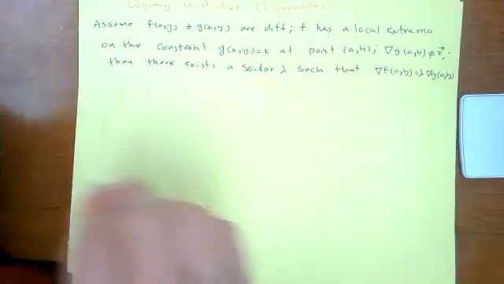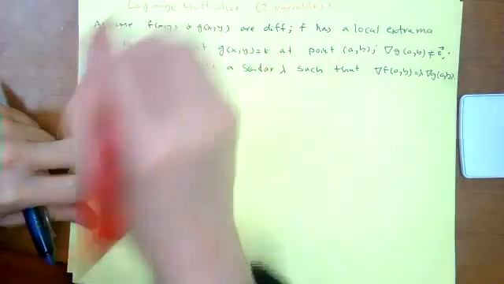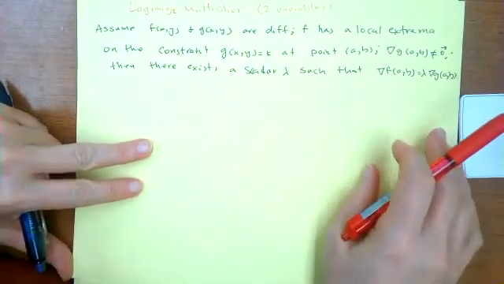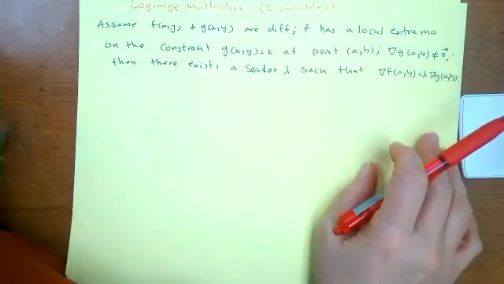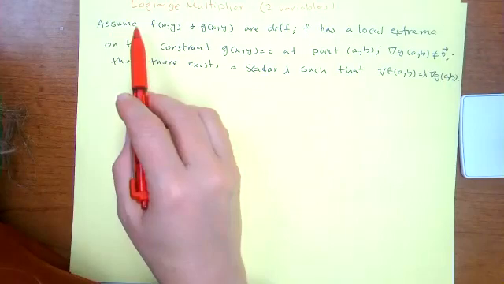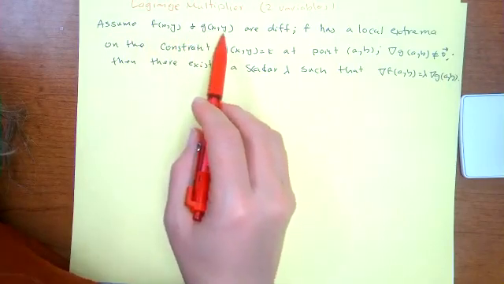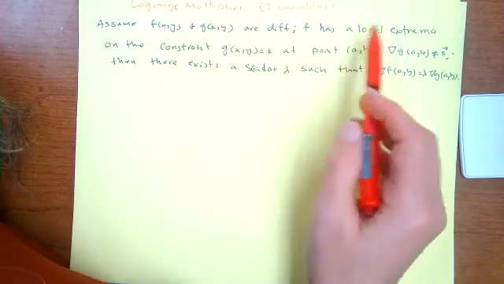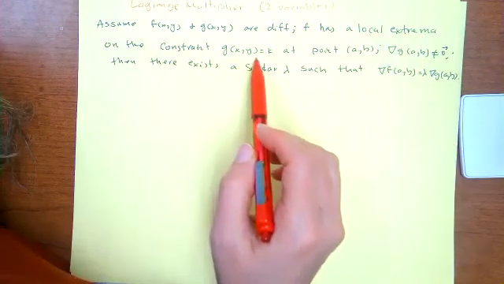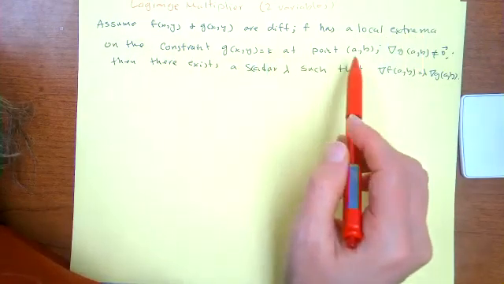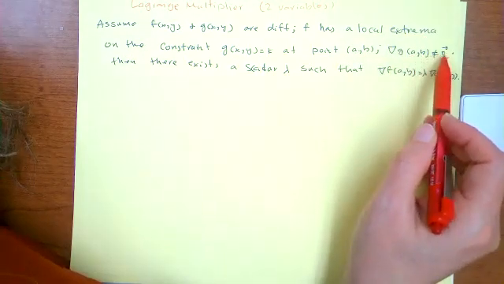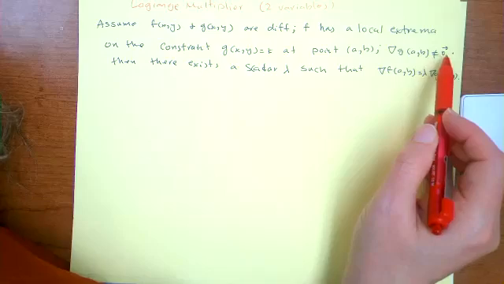In this video, we would like to talk about why the Lagrange multiplier method works for functions of two variables. So let's see. The statement says, assume f of x and y and g of x and y are differentiable. f has a local extrema on the constraint g of x and y equal to k at point a and b. Gradient of g of a and b is a non-zero vector. It's not a zero vector.